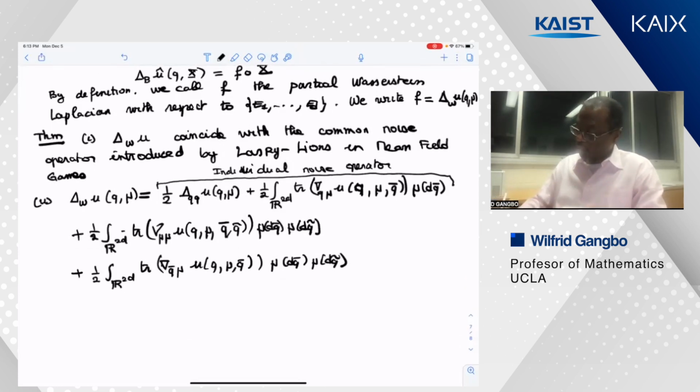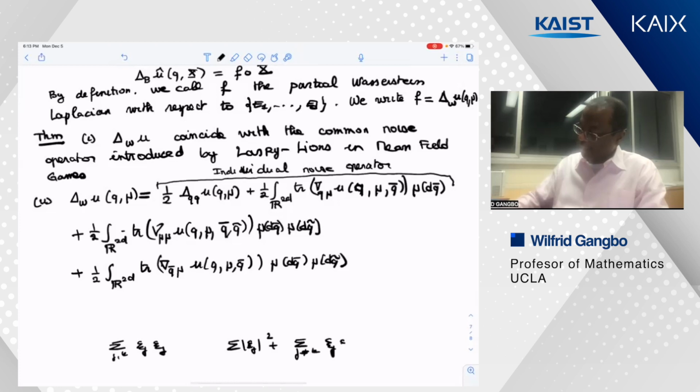So to see it from the Fourier transform point of view, when you write the sum over j, k of psi j, psi k, you can write it as the sum of psi j square plus the sum, j is not k, of psi j, psi k. So this is going to produce regularity. This is going to destroy regularity. And this is how this represents the individual noise and the sum represents the common noise.